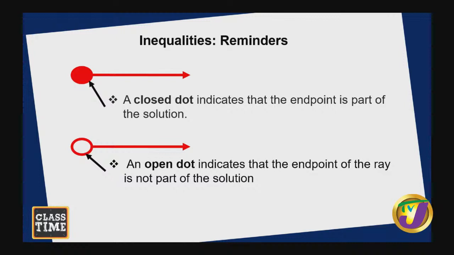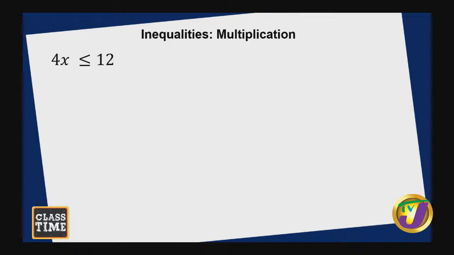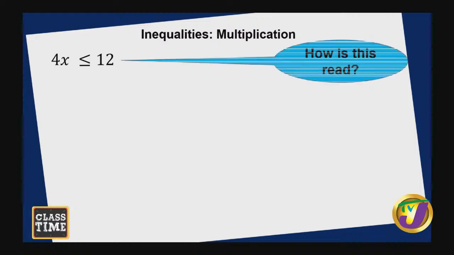Okay. So let us look at the inequality with multiplication now. We looked at addition, we looked at subtraction. Let's look at multiplication. And what is read there, we have 4x is less than or equal to 12. As I said before, 4x is less than or equal to 12. And you'll take us through how we solve.